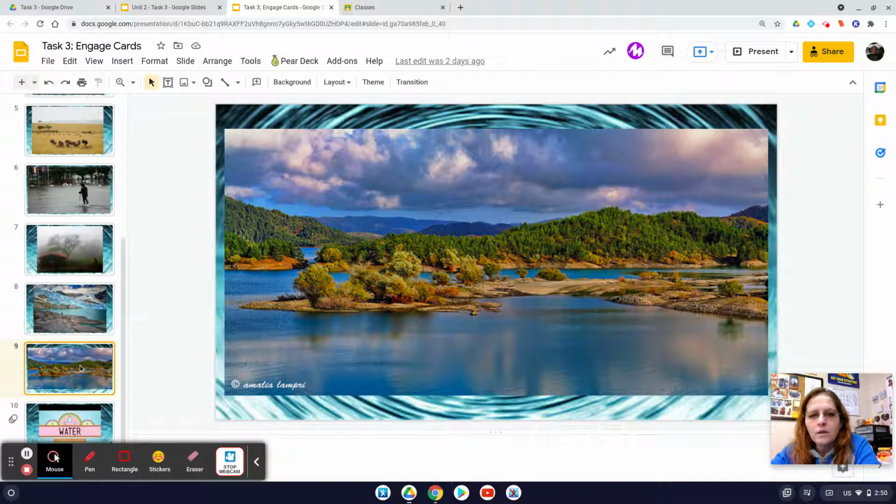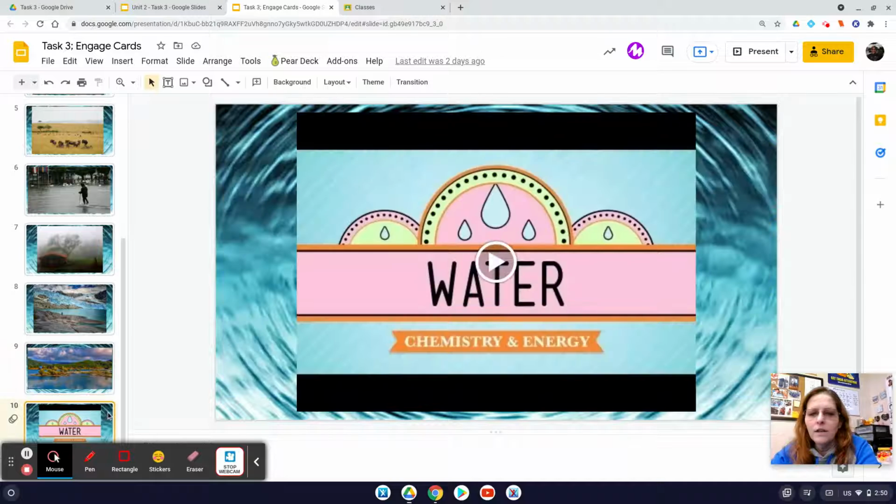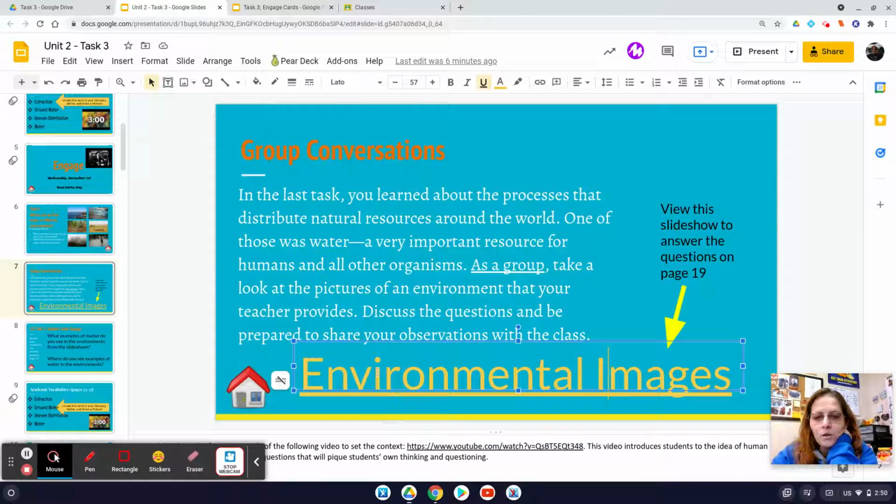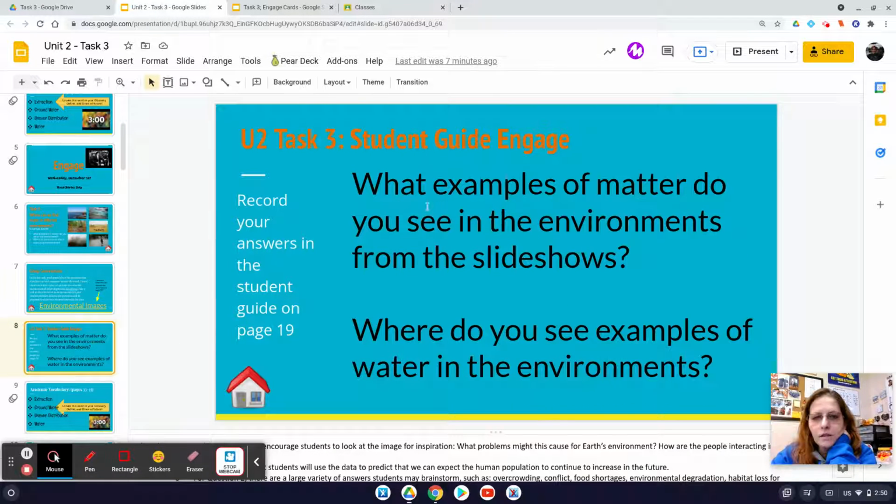Okay, there's another one. And then there's a video on water itself. You guys can watch as a group. Okay? So once you're done with that, answer your questions. What examples of matter do you see? Where do you see it? Now, obviously, the best solution is to write these down as you guys are doing them as a group. Okay? That's what I would do for the day. And that's all you got to do for this one.